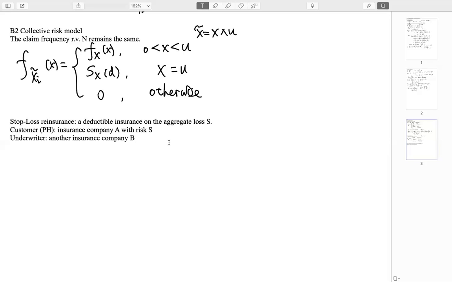Sometimes the size of the loss is manageable, and the company may keep everything, but most likely, insurance companies don't like risk. They don't like to collect all the premiums and sit on a huge potential loss, because the aggregate loss S can be realized in a huge amount. So they would like to transfer some of the risk to another company for further assurance. So they will negotiate with another company.